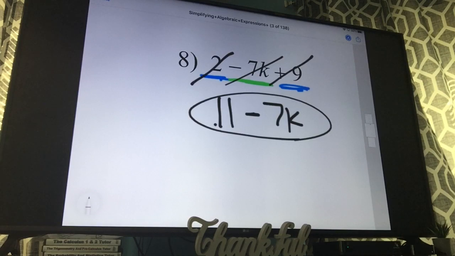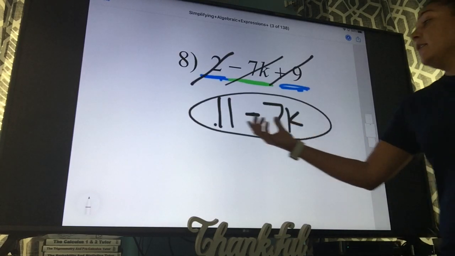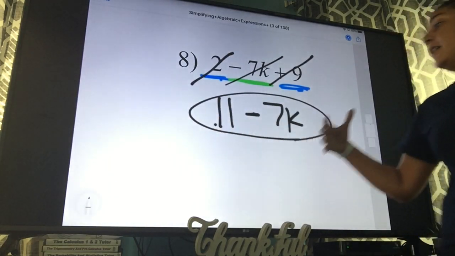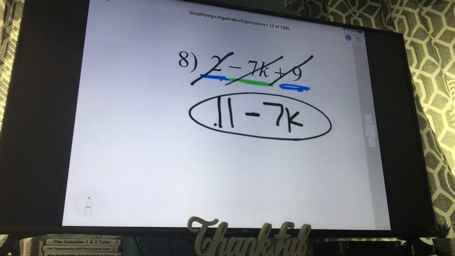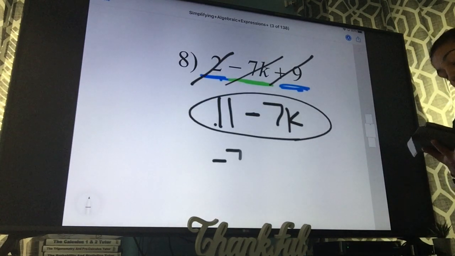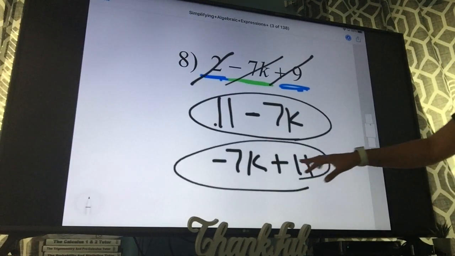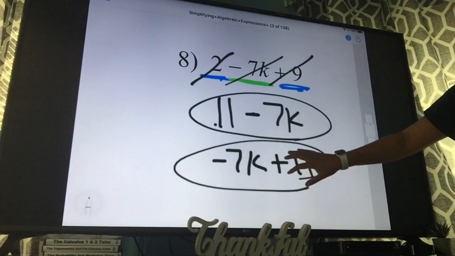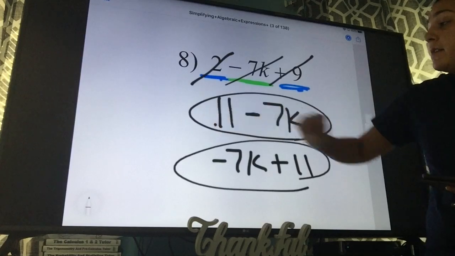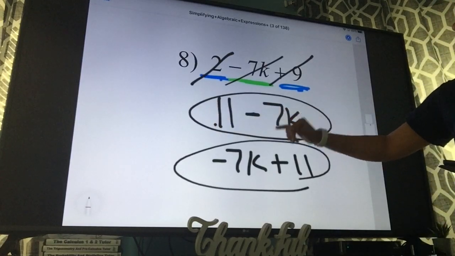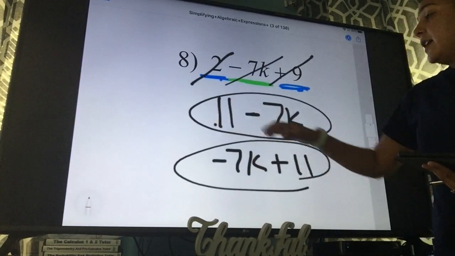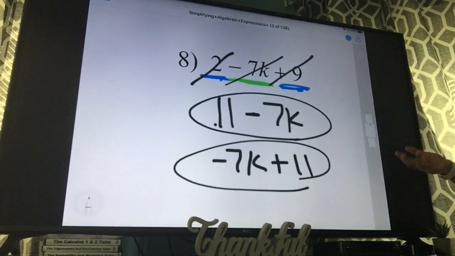Now, here's what I'll tell you. The order doesn't matter. It doesn't matter if you put the k's first and then the 11. This is an equivalent expression if I write minus 7k plus 11. Those are equivalent. The negative gets attached with the 7, the positive gets attached with the 11. I don't care which way you want to write it. If you prefer to do all your variables first, do them all first. If you prefer to do all the numbers first, do the numbers first.